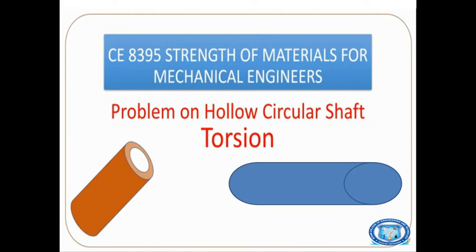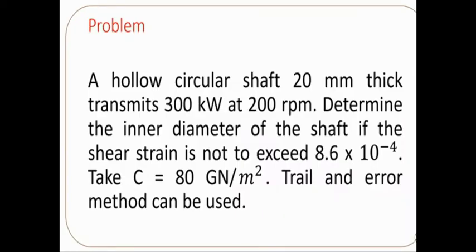Now we have discussed problems on hollow circular shaft torsion. That is a problem. A hollow circular shaft 20 mm thick transmits 300 kilowatt at 200 rpm. Determine the inner diameter of the shaft if the shear strain is not to exceed 8.6 into 10 raised to minus 4. Take C equal to 80 giganewton per meter square. Trial and error method can be used.